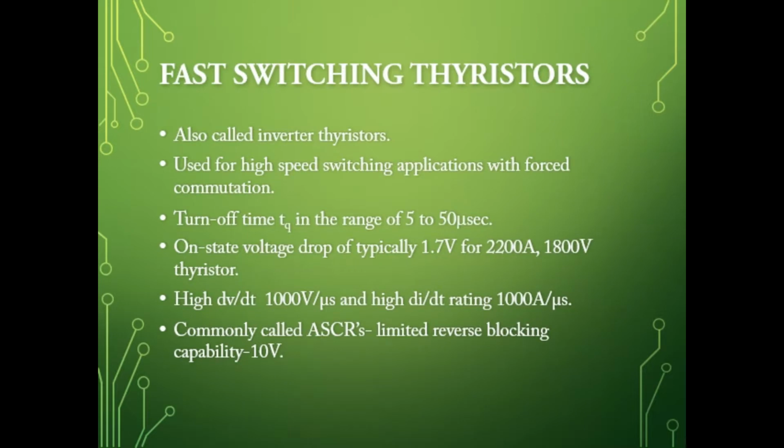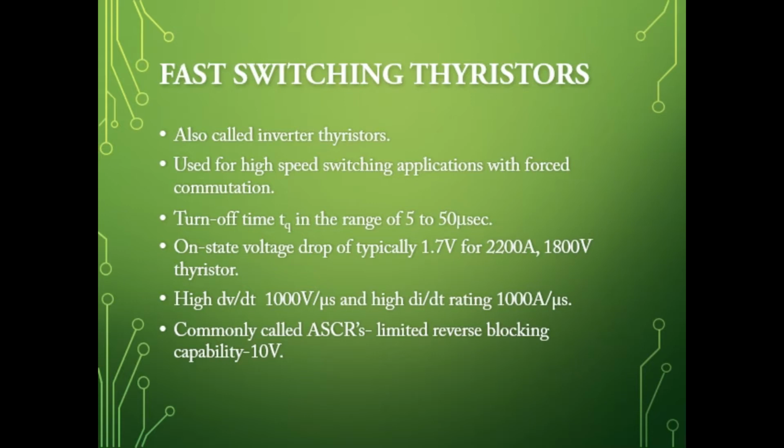Next is the fast switching thyristor, otherwise known as the fast switching asymmetrical thyristor. As the name implies, these are used in high speed switching applications with forced commutation. Forced commutation means the supply is DC. They have a faster turn off time, generally in the range of 5 to 50 microseconds depending on the voltage range, and the on-state voltage drop is an inverse function of the turn off time.